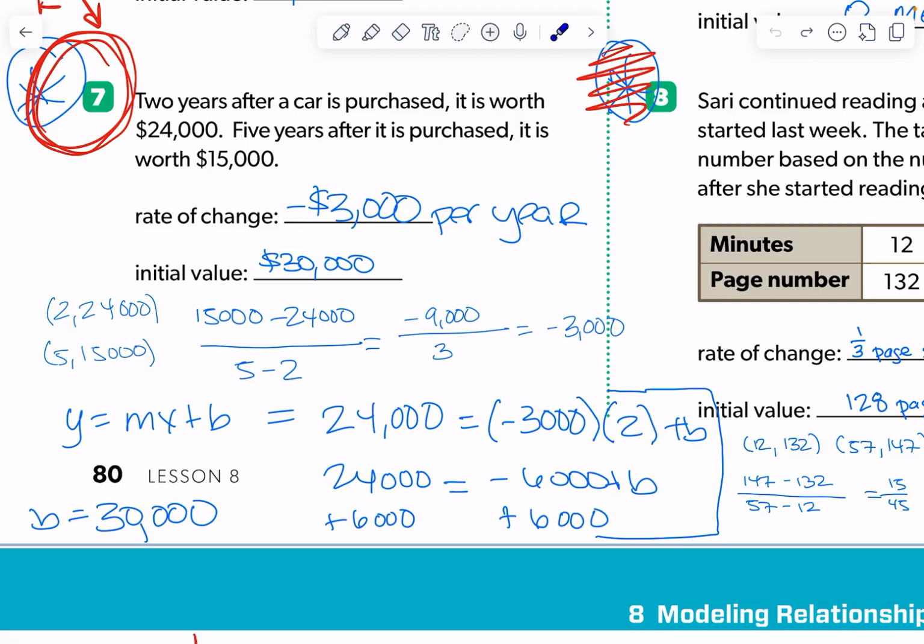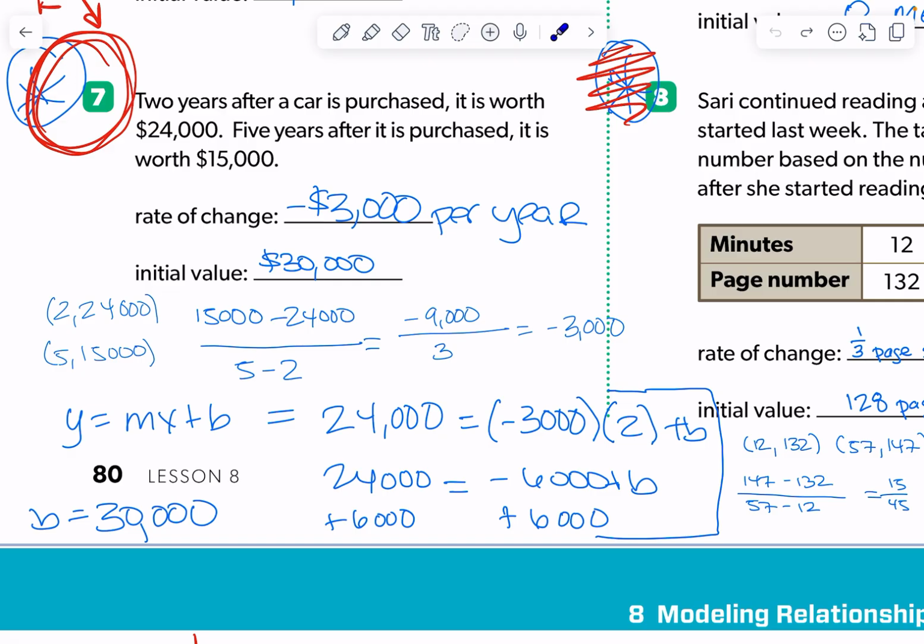The reason why we are accounting for this negative is because we know that the amount is going down every year. We are not gaining money every year. We're actually losing money every year. So that rate of change is actually negative, okay? So now we are going to use this negative 3,000 to figure out our initial value.